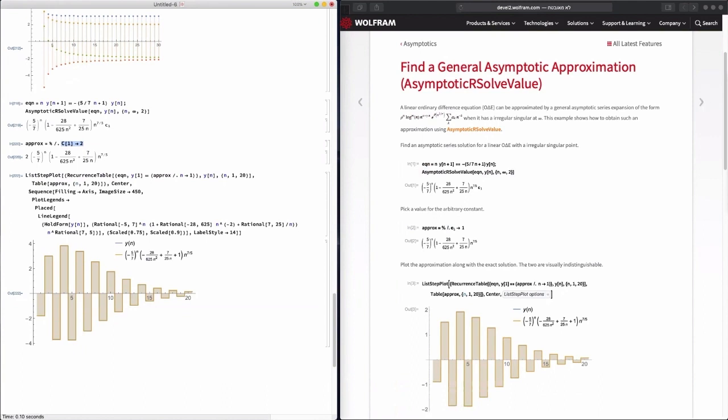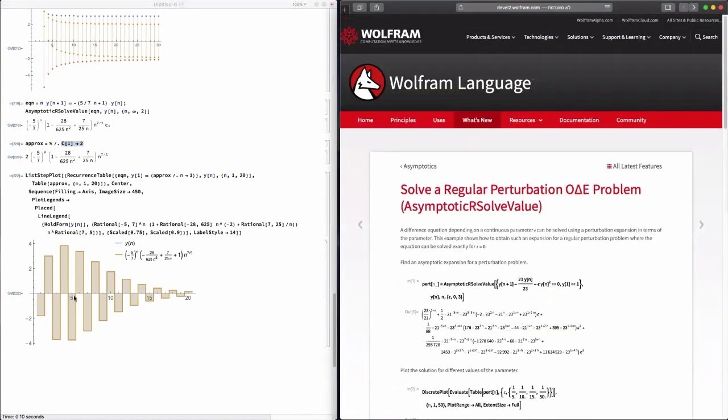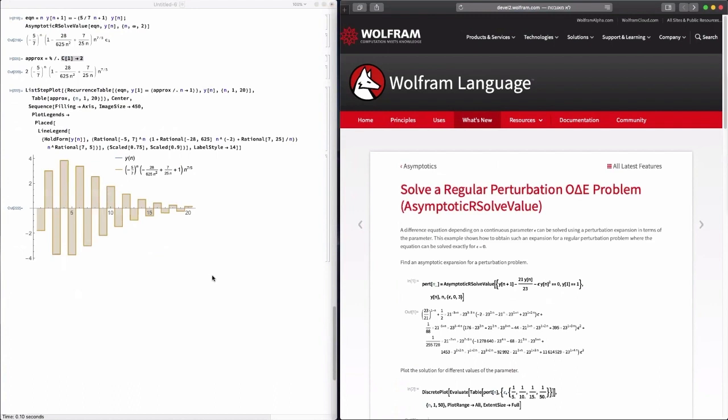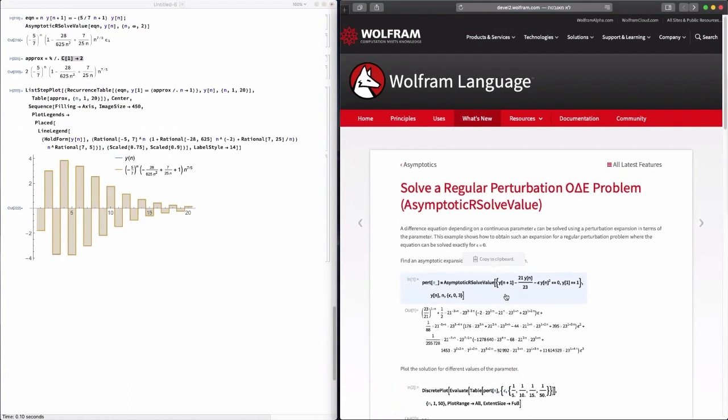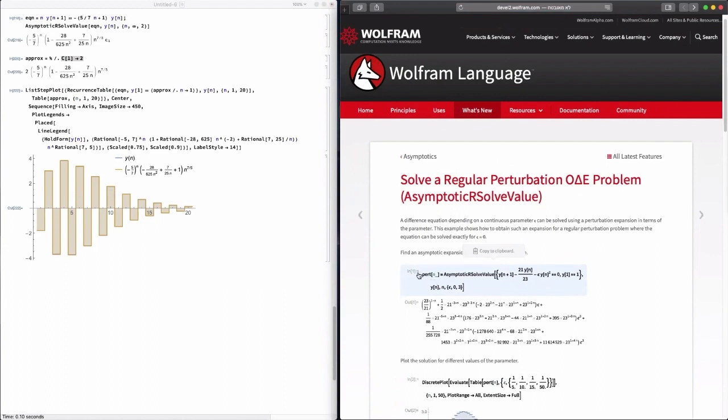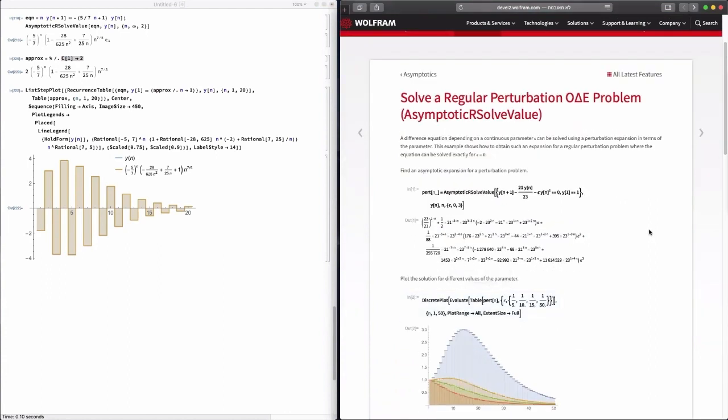Okay, so our next example is, again, just like with differential equations, where we had finding solutions to individual problems and finding solutions to families of problems by perturbations, we have that same situation here. So here's a perturbation problem.